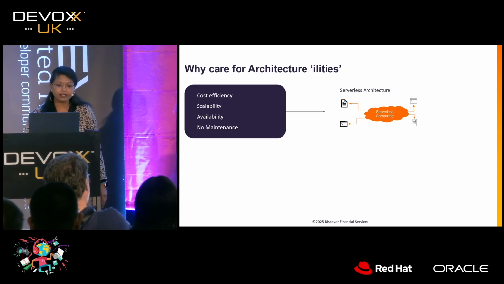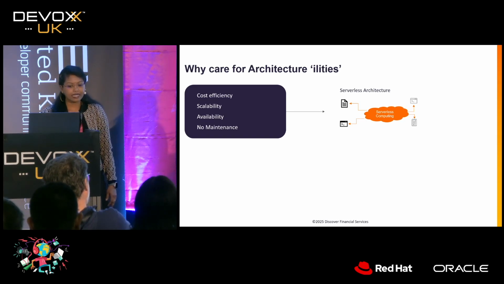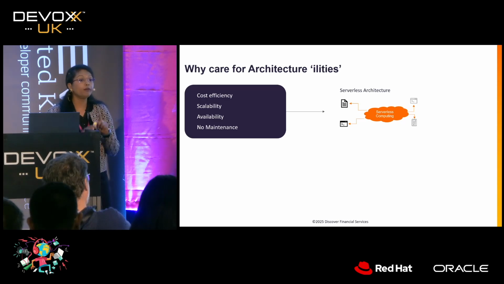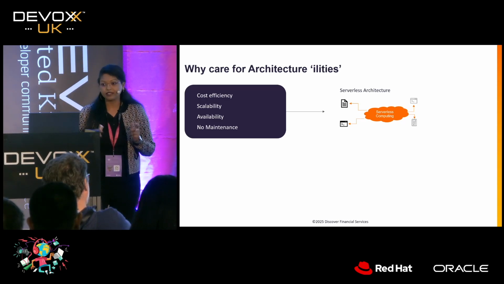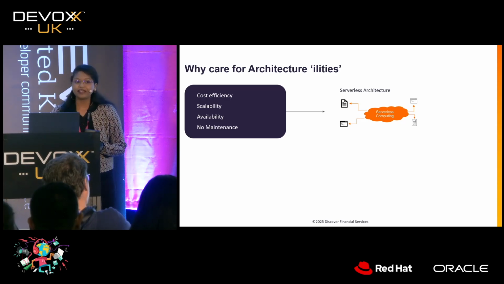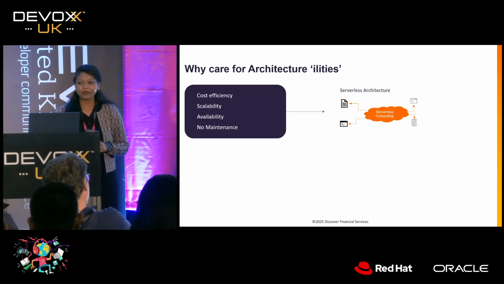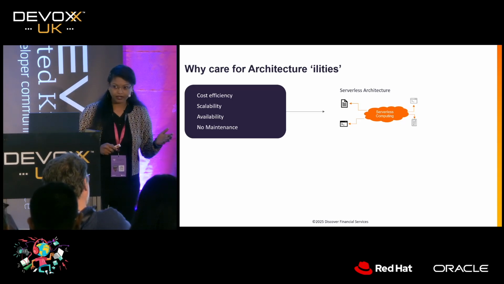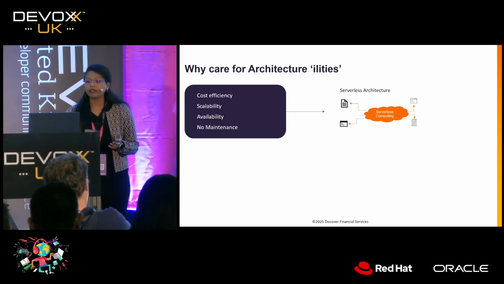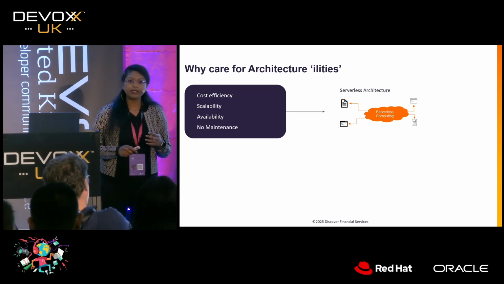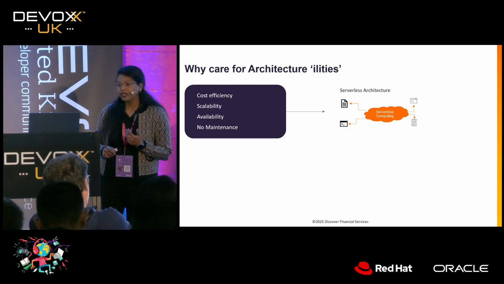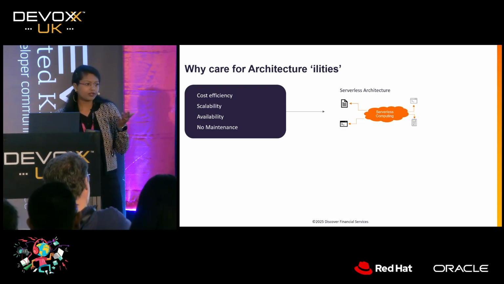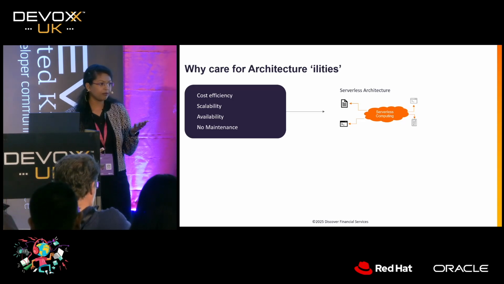Another example: cost efficiency, scalability, availability, and no maintenance, or probably low maintenance. I believe that immediately rings a bell: serverless architecture, because we don't want to provision servers and not maintain them. At the same time, we are paying only for what we use, so we are actually bringing in cost efficiency as well. And they are scalable and highly available. Most of the cloud vendors today provide us this.